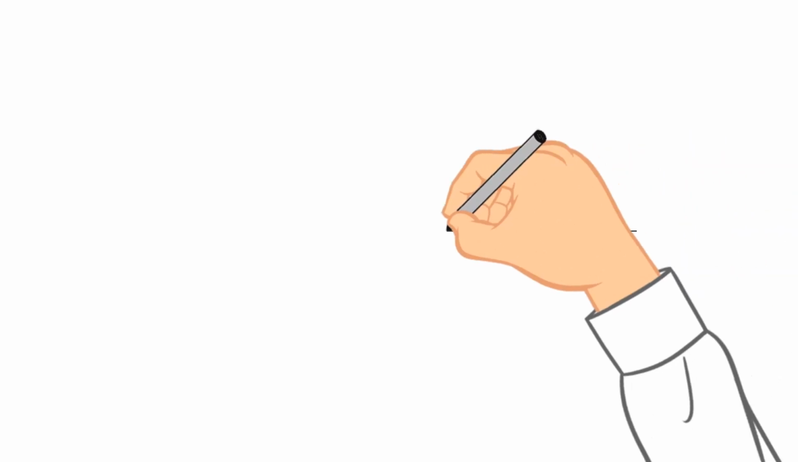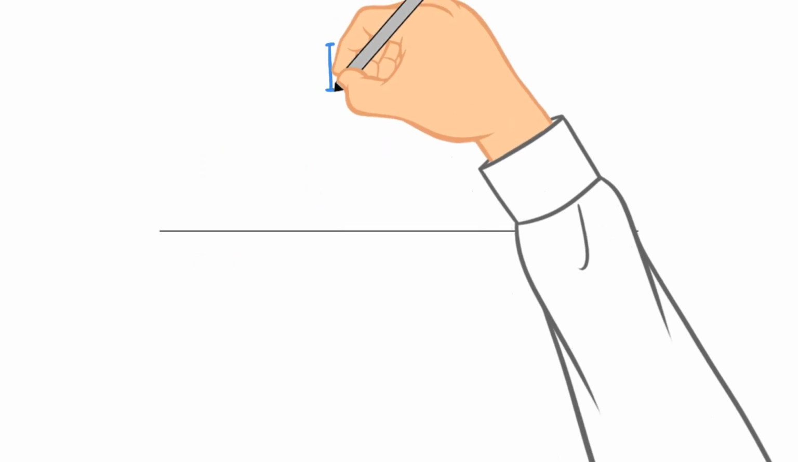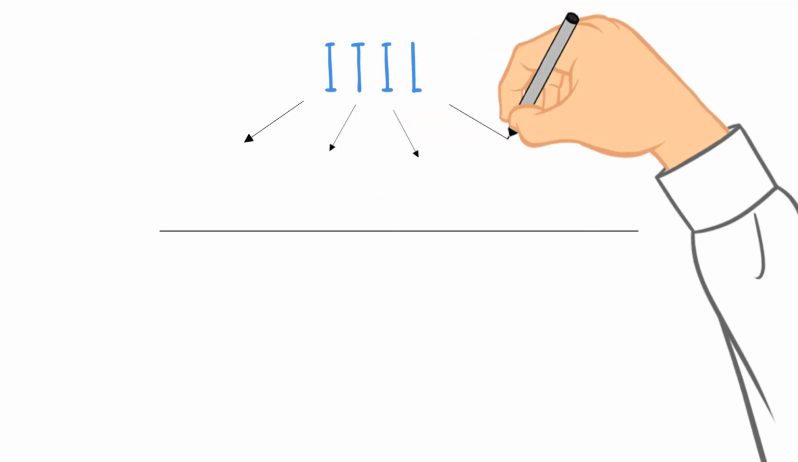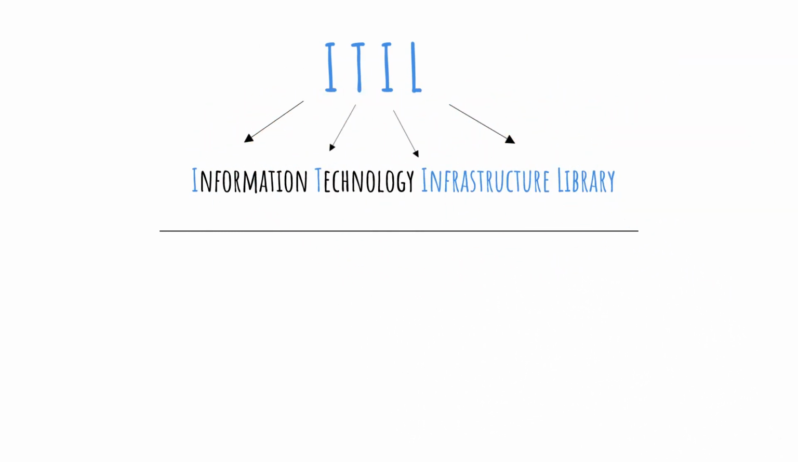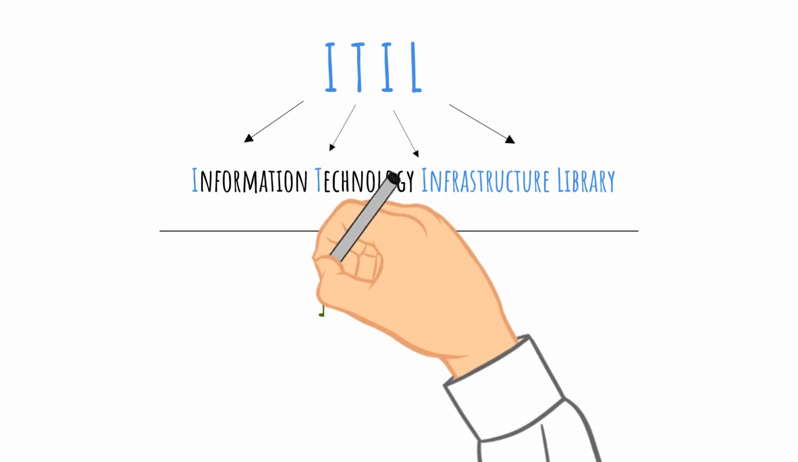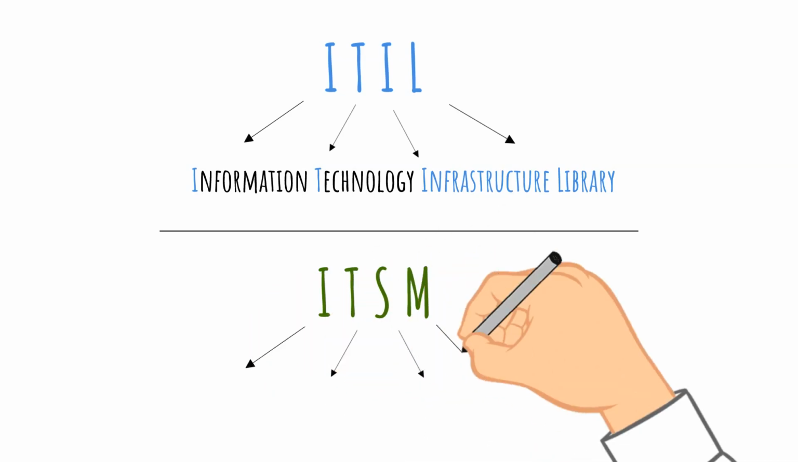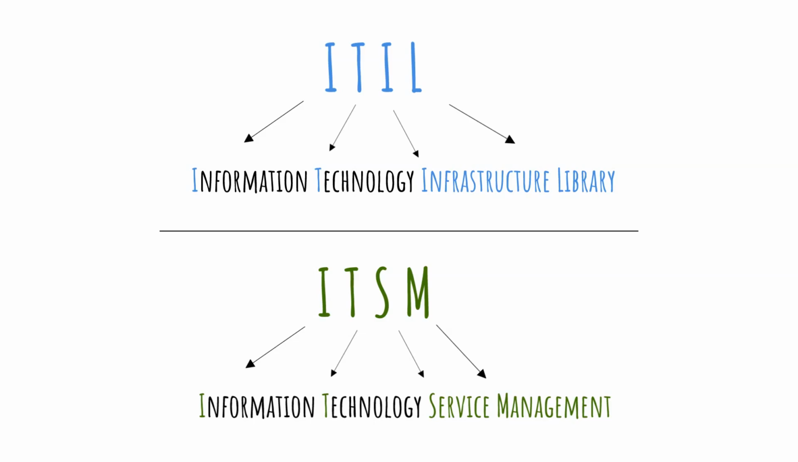You may be wondering what ITIL is. Well, for starters, ITIL stands for Information Technology Infrastructure Library. It's a framework used by IT companies and professionals that standardizes the delivery and maintenance of IT services in the business. More commonly, this practice is known as ITSM, which stands for IT Service Management.